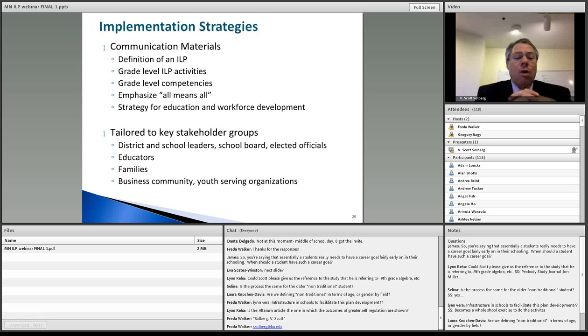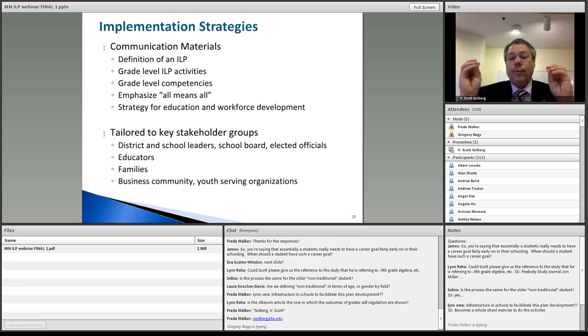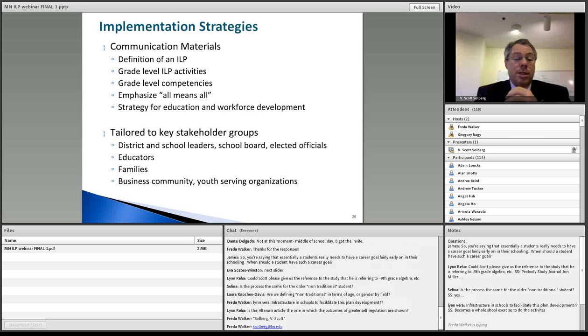Another one is the all means all. The exciting part about individualized learning plans is that it should be accessible for all youth, and in some cases there have been some questions about whether or not students with disabilities should be participating, especially those with significant disabilities. The answer is yes, they should. And we have some states that are coming out with really good, positive language for that.